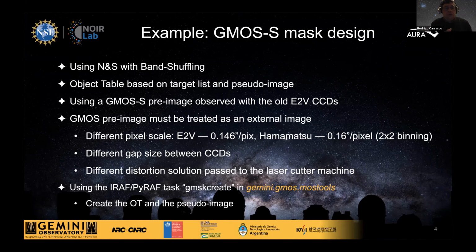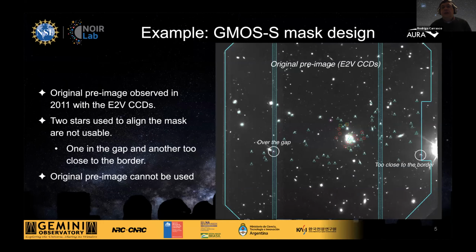To do that, you can use some of the tools we have in the GMOS package, which is the task GMMPS create, and this can be used to create the object table and the pseudo image. An example of this is the image on the right, the original pre-image taken with the EEV CCDs, where you can see that the map of the field covered by the mask is completely different for the Hamamatsu CCD. The GMMPS software supports only the Hamamatsu CCD, not the EEV CCDs.